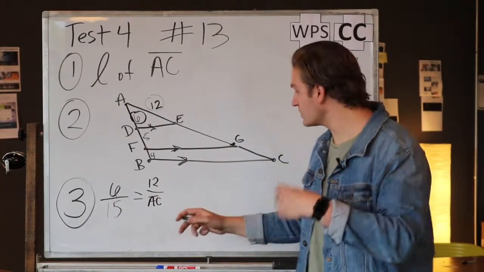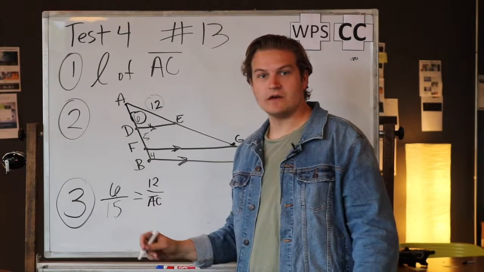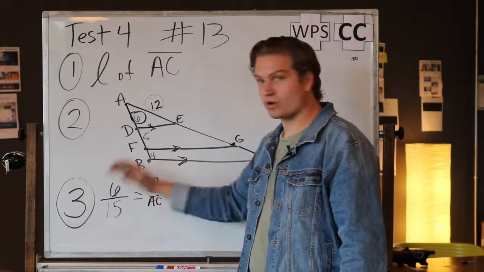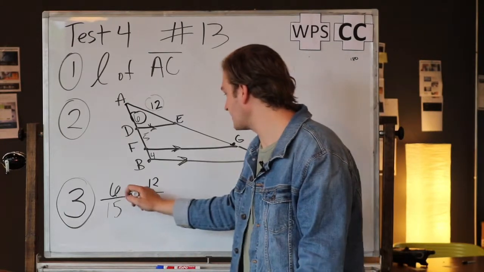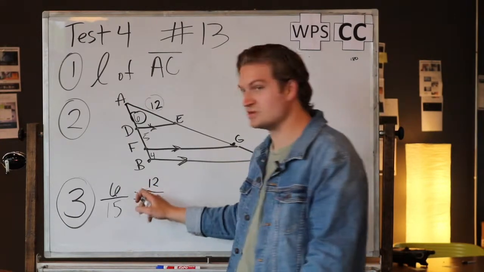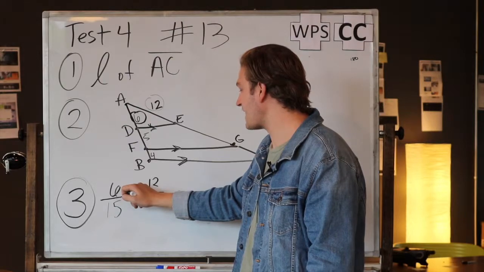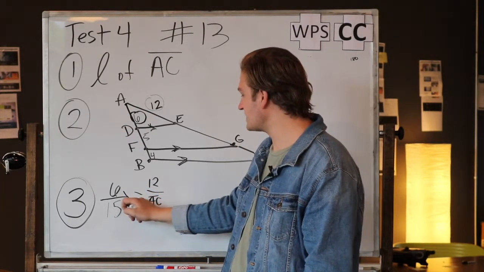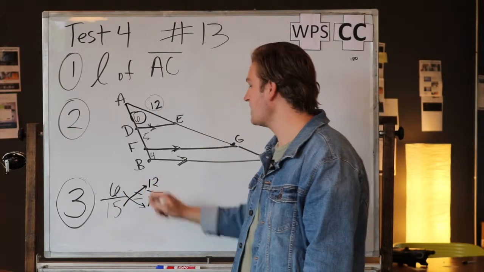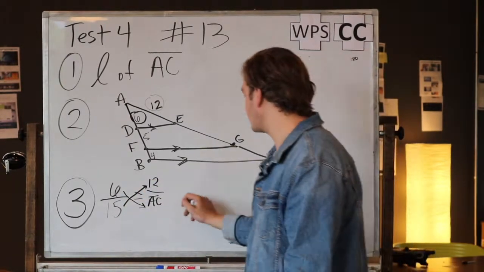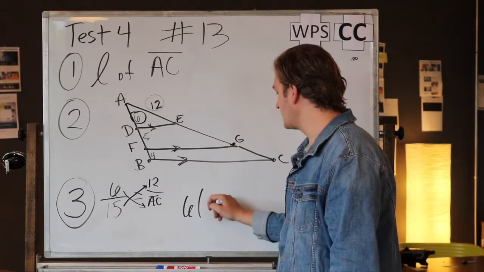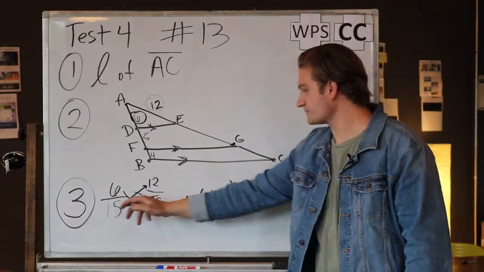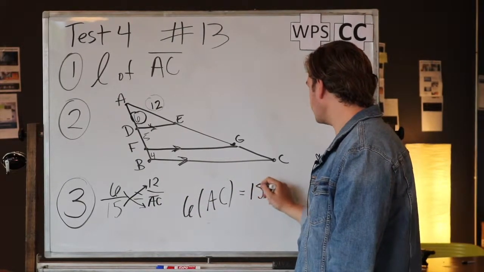Cool. Now, in order to solve for the length of AC, we just have to use cross multiplication to work through this proportion. Remember, cross multiplying is when you take the numerator of one fraction and multiply it by the denominator of the other, and then take the denominator of the first fraction times the numerator of the other. And what you'll have is 6 times the length of AC is equal to 15 times 12.